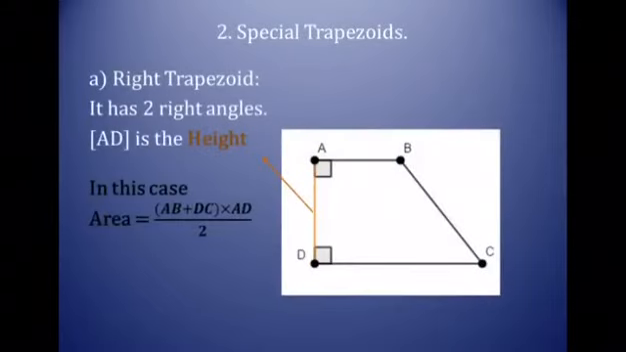Right trapezoid, for example. Simply, it has two right angles. So we call it a right trapezoid. In this case, since we have two right angles, of course, the distance between AB and DC is this side, AD. So AD is the height. If we want to calculate the area, it's AB, small base, plus DC, big base, all multiplied by AD, the height, over 2.